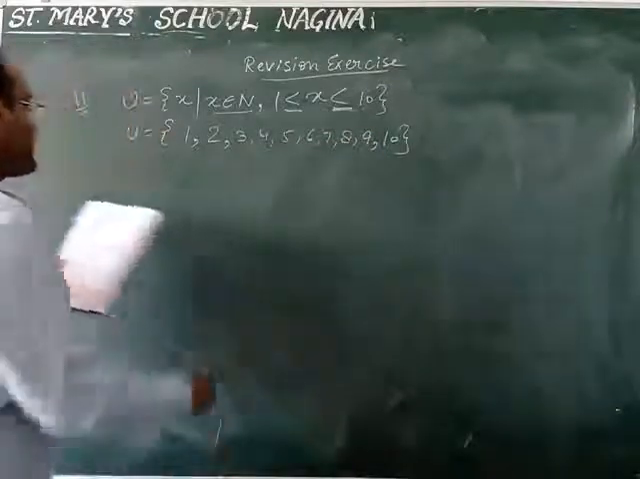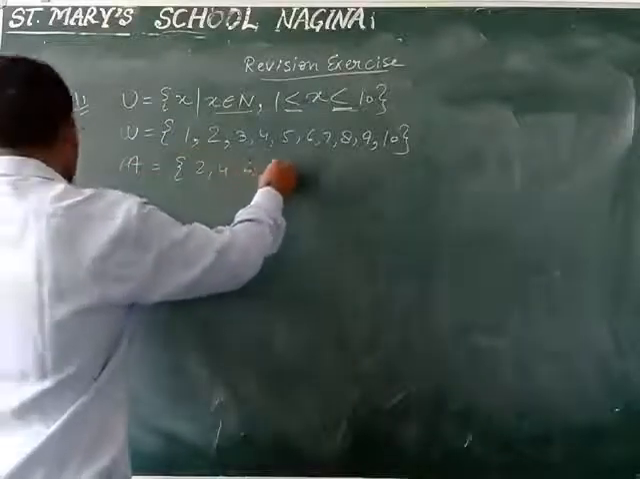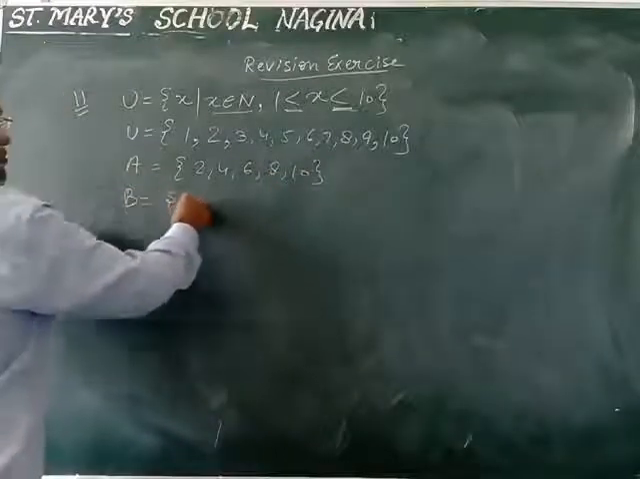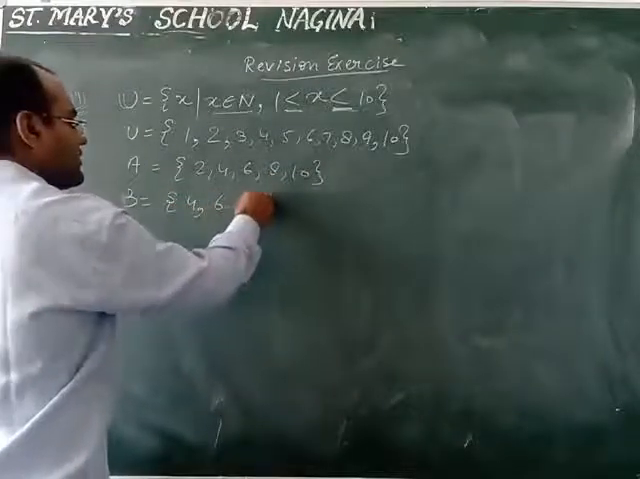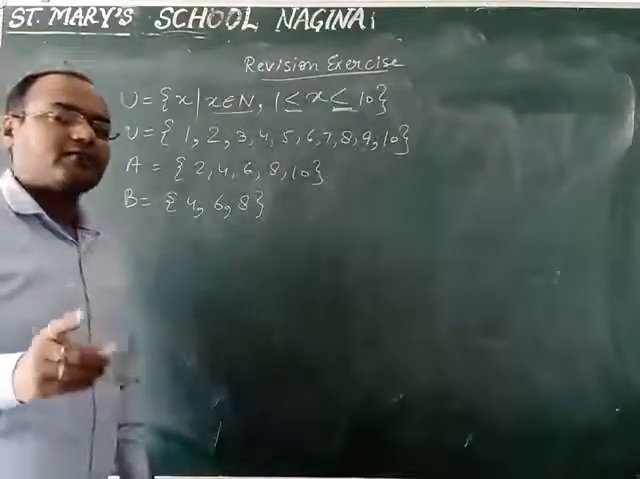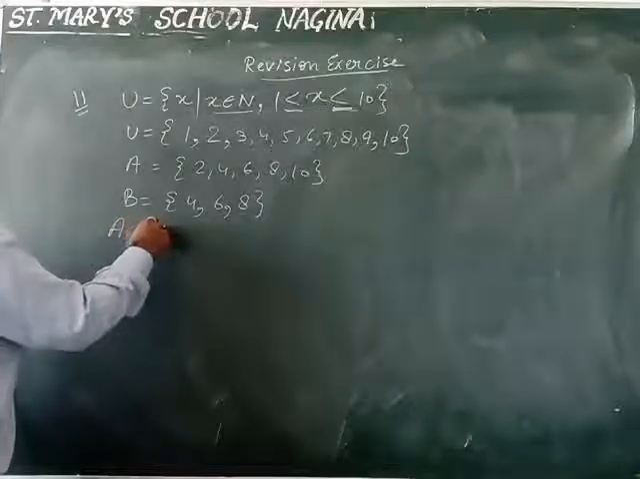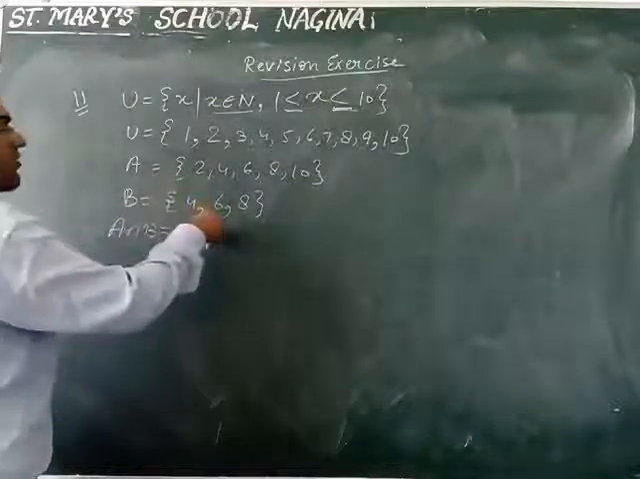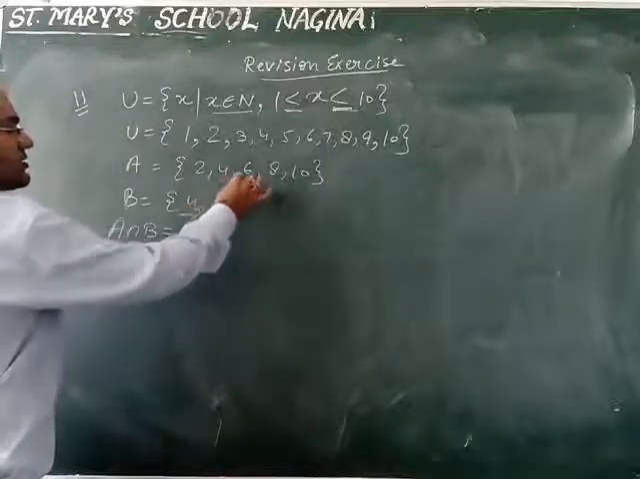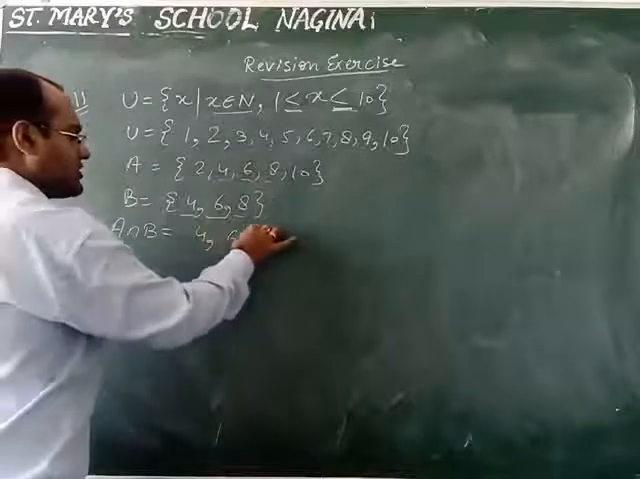Now A set: 2, 4, 6, 8, 10. B set: 4, 6, 8. We have to draw the Venn diagram. In order to draw the Venn diagram, first step is you have to find intersection A intersection B. So which things are common in both? In both 4 is common, 6 is common, 8 is common. So intersection is 4, 6 and 8.